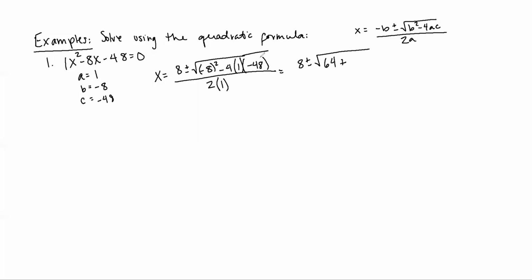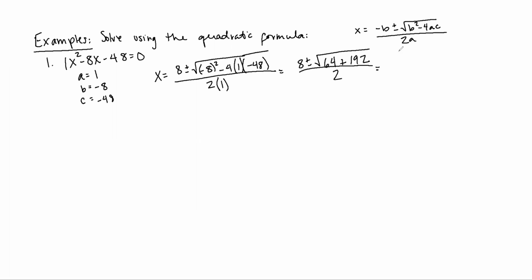And then 4 times 48, just skipping over that 1 because it won't change anything. 48 doubled is 96. And then 96, if we multiply that by 2, because multiplying by 4, you can double the number and then double it again. We get 192. Now, that's in our square root still. On the bottom, 2 times 1 is 2.